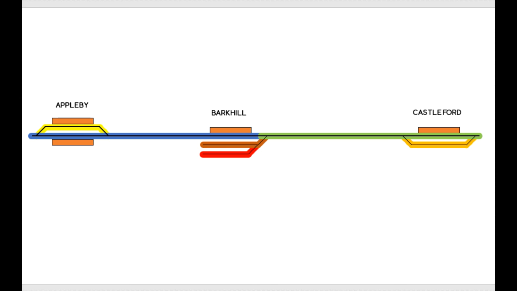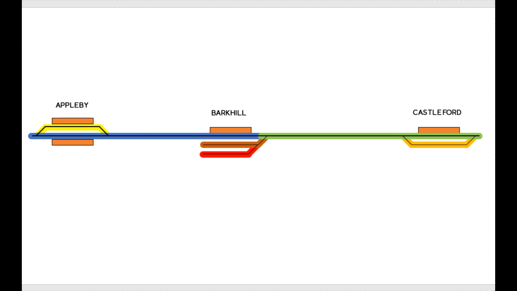So to break up my entire railway here into assets, I've got a blue asset from the buffers at Appleby to a nominated point at Bark Hill, a green asset from that same nominated point at Bark Hill to the buffer stops at Castleford. And incidentally, it's really important to robustly nominate what that point is between the assets to make sure that the person doing the green patrol and the person doing the blue patrol do actually meet in the middle and don't leave a gap.